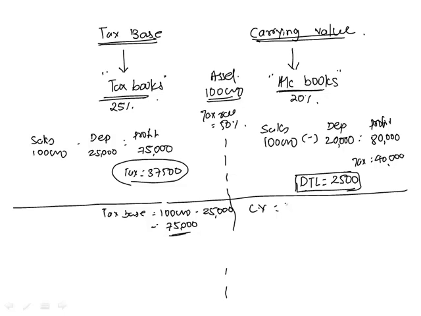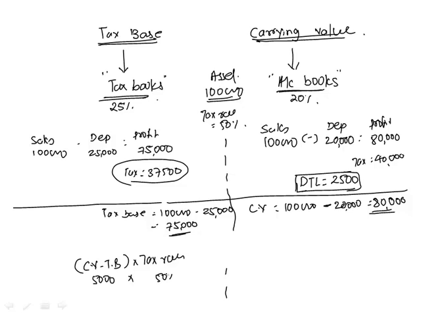Carrying value, value of asset was 1 lakh minus depreciation we have charged of 20,000, so carrying value is 80,000. Up to this we are fine. Now you can take the difference between tax base and carrying value. Difference between tax base and carrying value is how much? Carrying value minus tax base. So this difference is 5,000. This you multiply with the tax rate, which would be 50%, and it will directly tell you what is the amount of deferred tax asset or liability. Is that okay? So please write down this part.